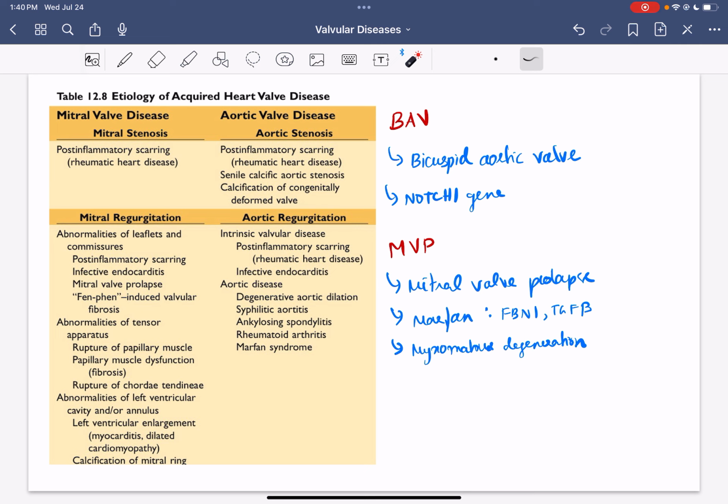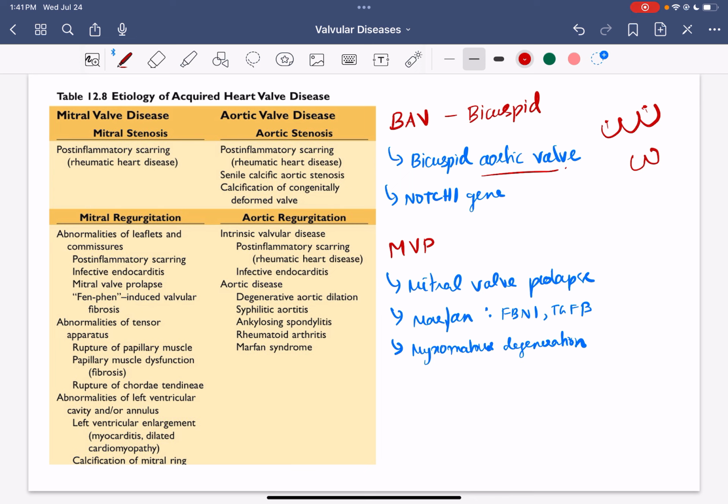But apart from this, there are two other things that I want you to know about. First is BAV. What is BAV? It is bicuspid aortic valve. I've written it down here. BAV is bicuspid aortic valve, and this is seen congenitally in a few people who have a mutation in the Notch1 gene. Remember, usually the aortic valve has 3 cusps. If you remember our anatomy video, those 3 cusps have 3 sinuses, and from 2 sinuses your coronary artery arises. But in this case, this aortic valve will have only 2 cusps.